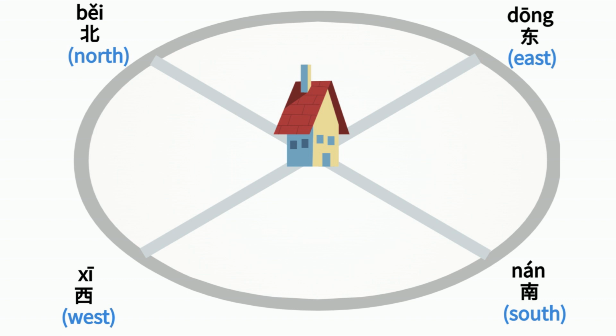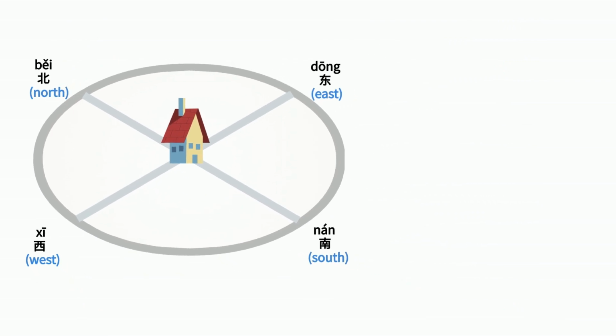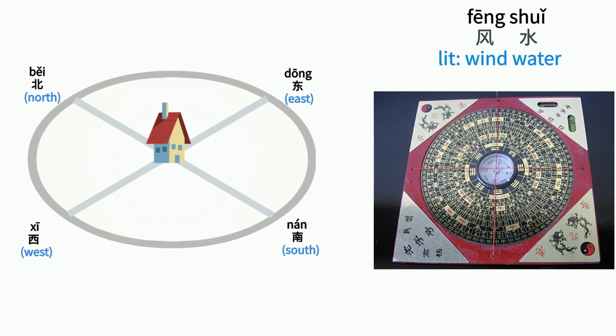In Chinese culture, there is a belief system called feng shui, which literally translates to wind, water. It's based on the idea that the arrangement and orientation of objects and structures can impact the flow of energy in a space, therefore affecting the well-being, luck, and prosperity of those living or working there.